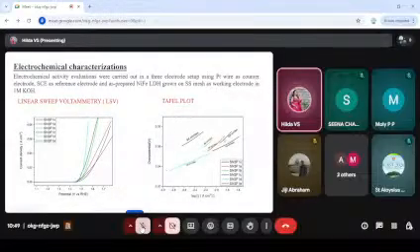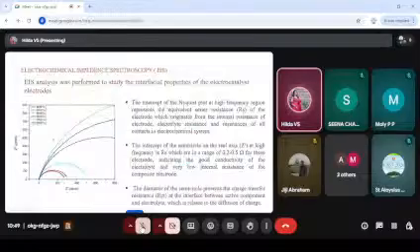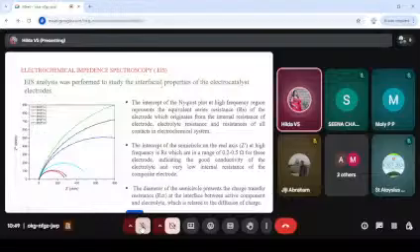And these are the Tafel plots of the different catalysts I prepared, and I also obtained the lowest Tafel slope of 46 millivolt per decade for the SN3F1D catalyst. And next, EIS analysis was performed to study the interfacial properties of the electrocatalyst electrodes.